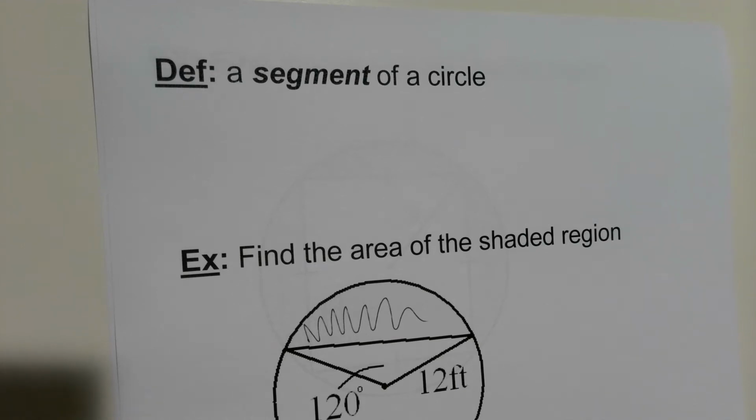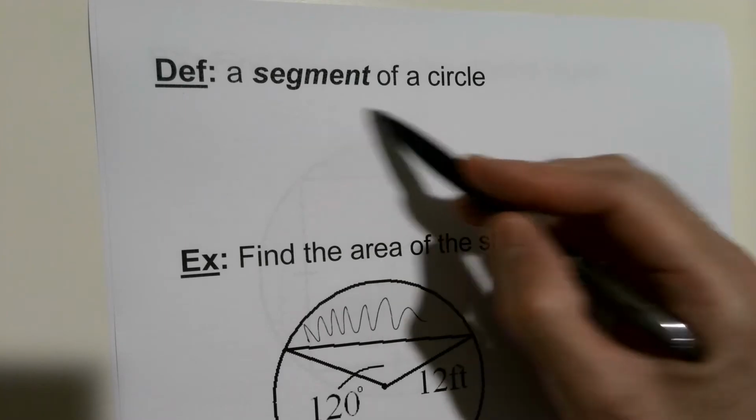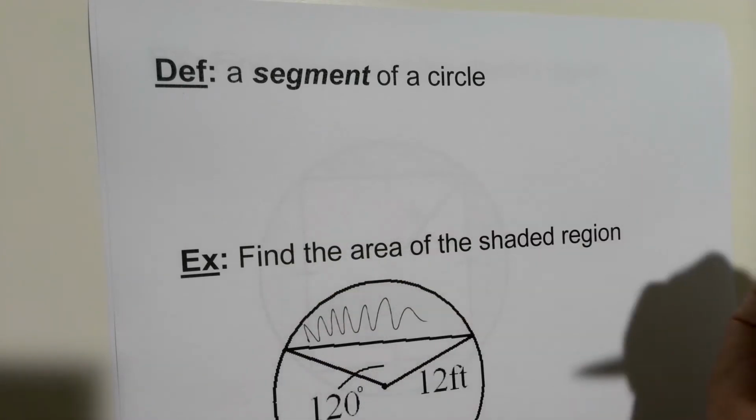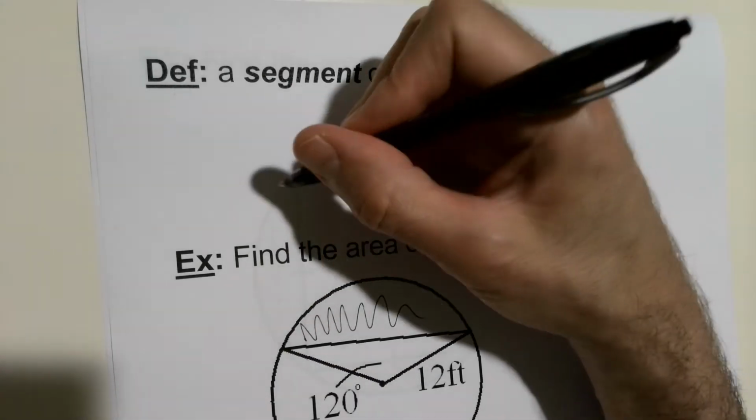Alright, so last video we worked a couple of examples using that formula for area of a circular sector. Now we're going to take a look at one special case when you have sectors and you actually slice something away from them. That's something called a segment of a circle. I'm not going to write out a formal definition, I'll just show you a picture of what that means.